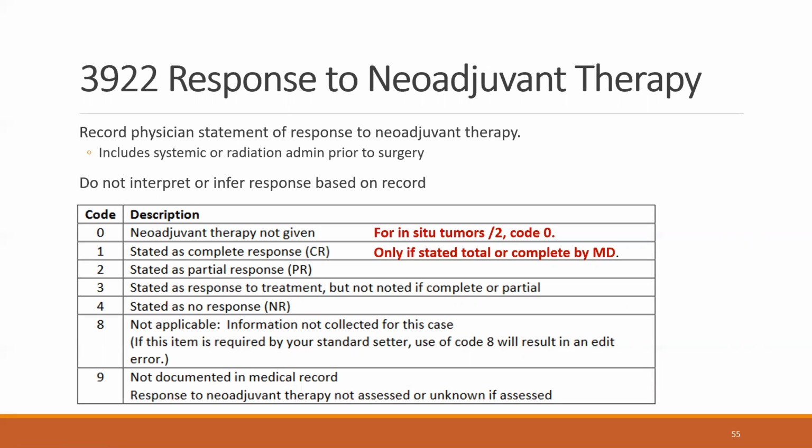about the response. Response is based on not just the path report, but imaging and clinical findings. That's why we need the treating physician to pull all that information together and tell us what the response was. If you have in situ tumor or a behavior code of 2, neoadjuvant therapy is typically not given. You're going to code a 0. You could code a complete response if it's stated total or complete by the physician. Otherwise, you're not going to code this.